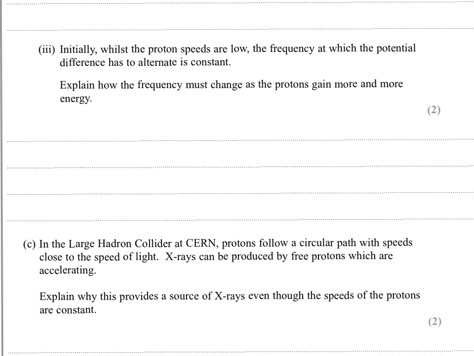Initially, whilst proton speeds are low, the frequency at which the potential difference has to alternate is constant. Explain how the frequency must change as the protons gain more and more energy. Okay, so the frequency that we had previously had m in it, and as these protons go faster and faster and approach relativistic speeds, m is not a constant, and therefore f is not a constant. And so that's what you need to explain. As the protons go faster, m will start to change because of relativistic effects, and that means that f will no longer be a constant. Okay.